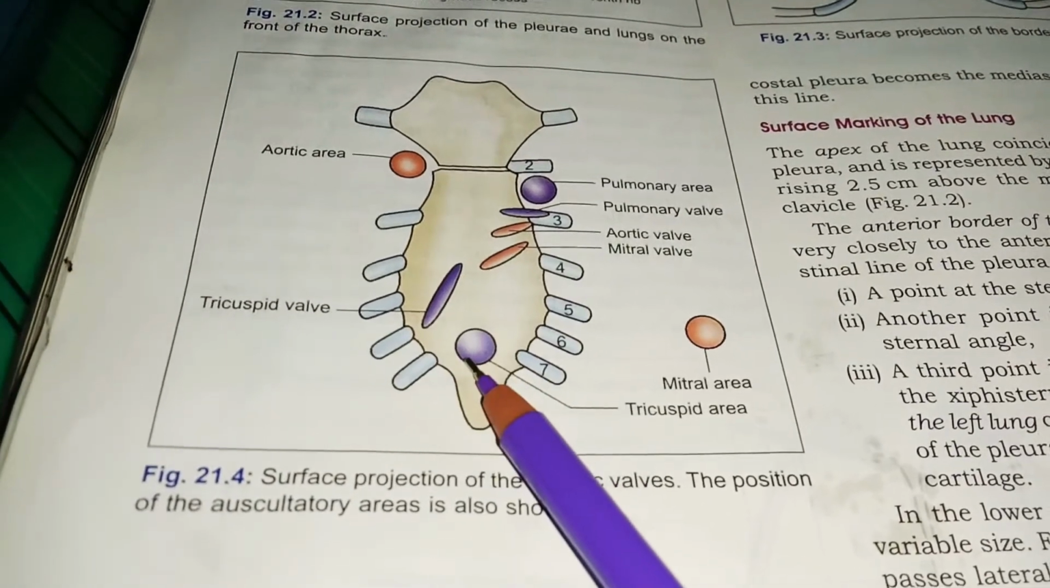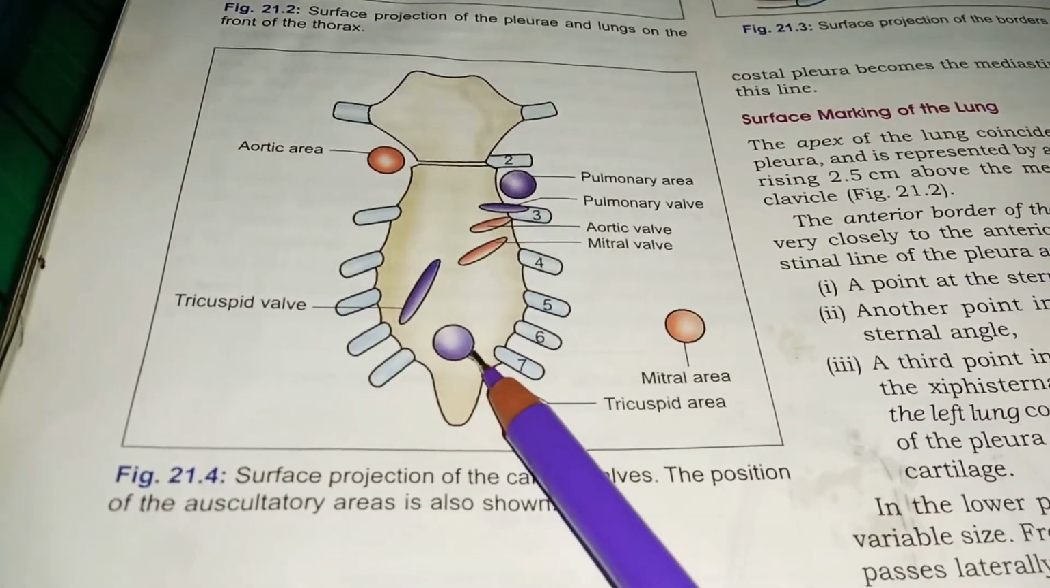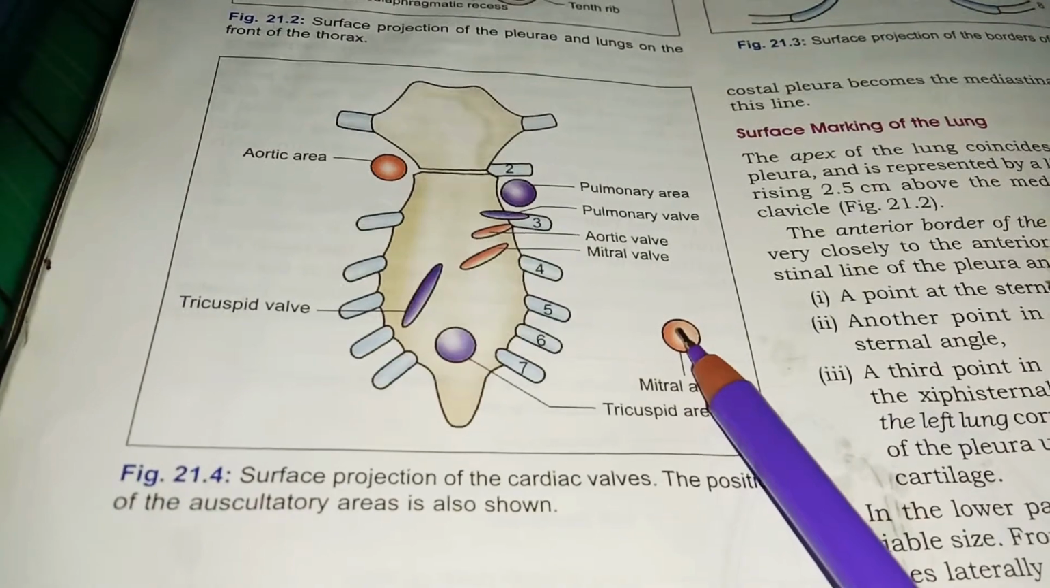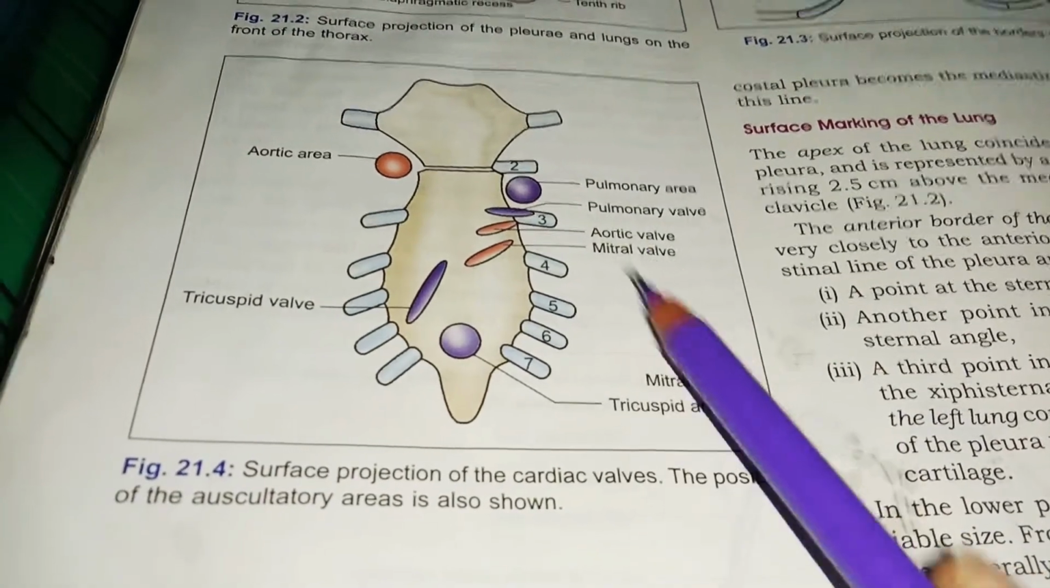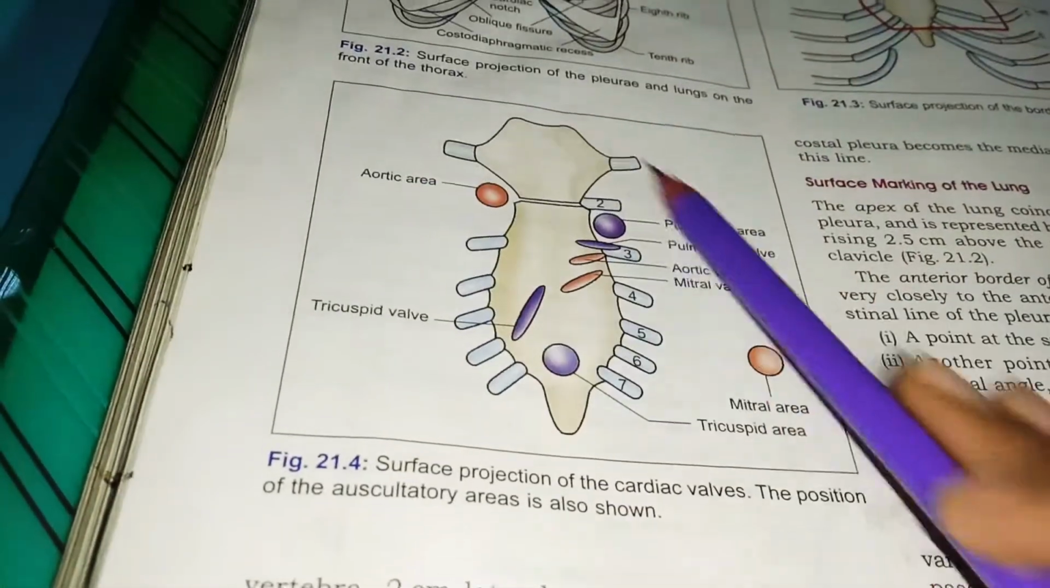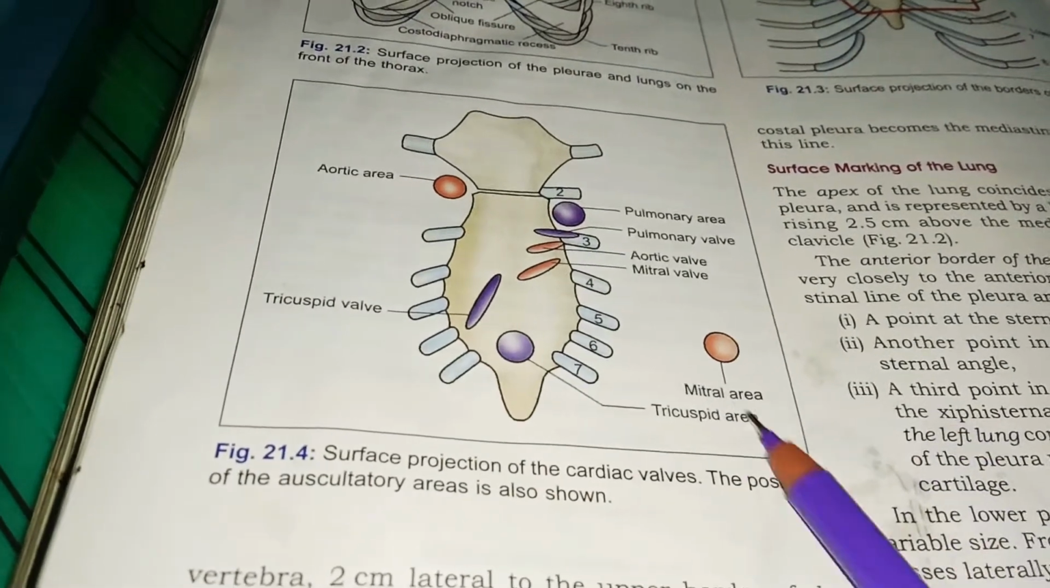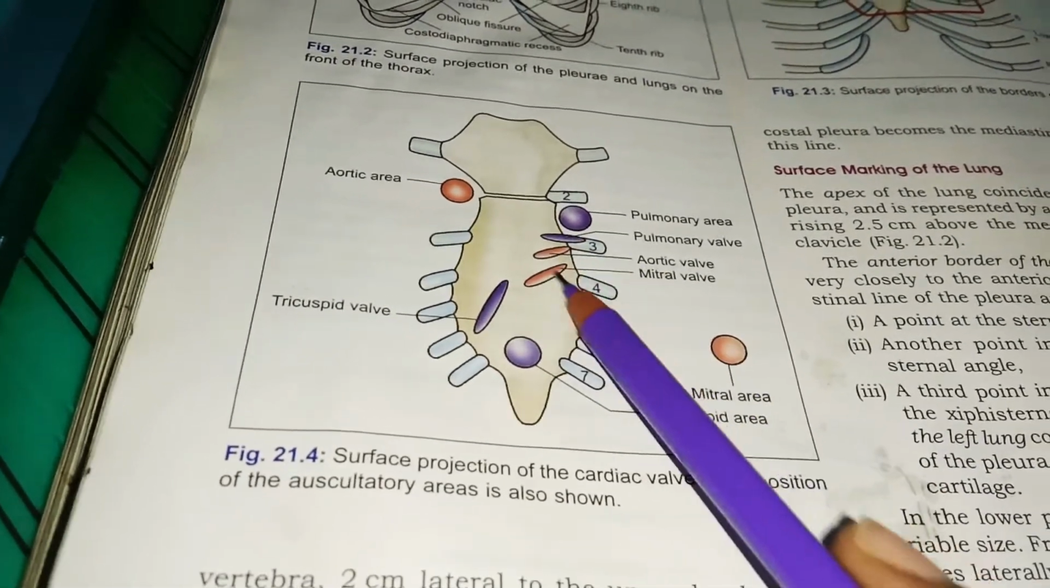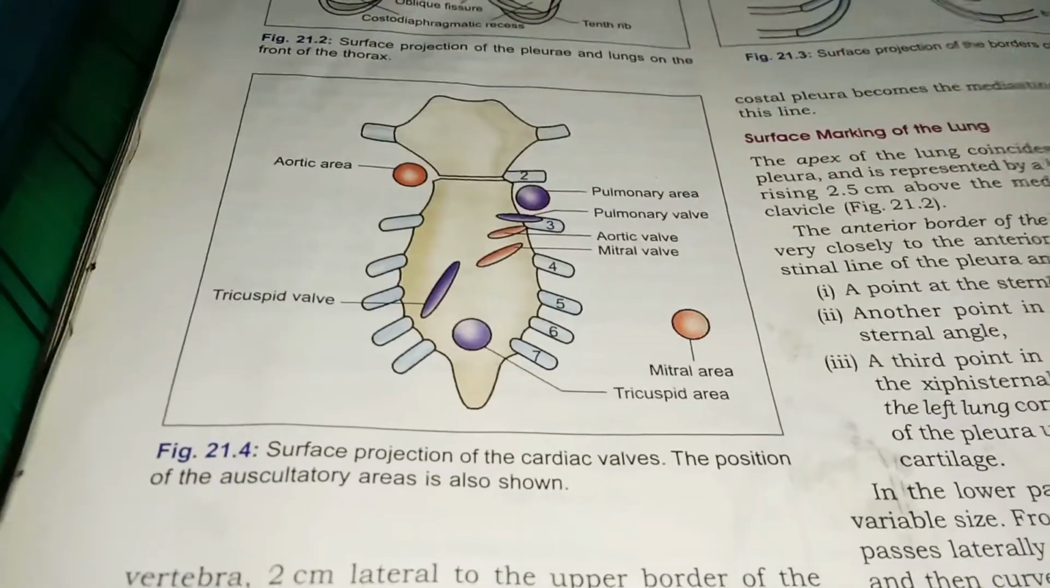the sternum. So this is the tricuspid area in the lower end of the sternum, and this is the mitral area where the apex of the heart is situated. You can hear the mitral valve sound. So these are the areas. You can see the names of the areas, which are the auscultatory points, whereas the valves are where their locations are.